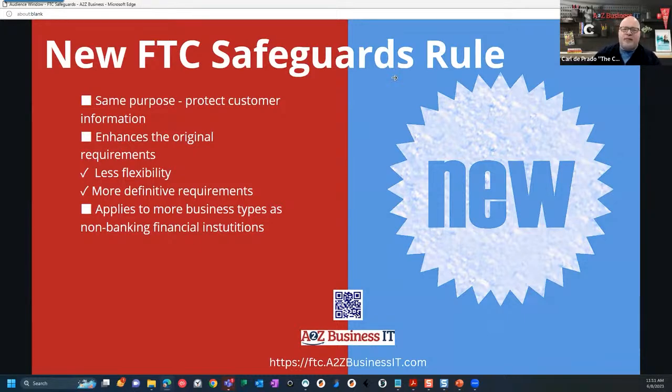Now, this rule was based on what we call GLBA, the Gramm-Leach-Bliley Act of 2003, which applied to financial institutions. Back in 2003, we really didn't have a very good idea of how to properly protect the data. As cyber risks have increased, we've become much more sophisticated.